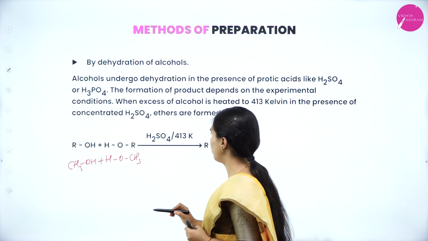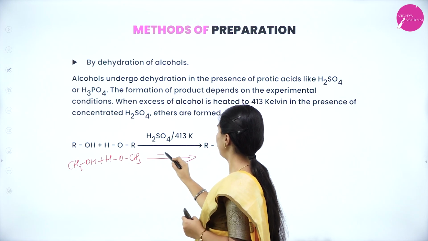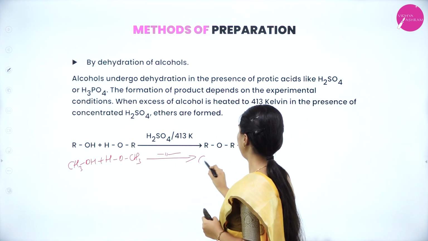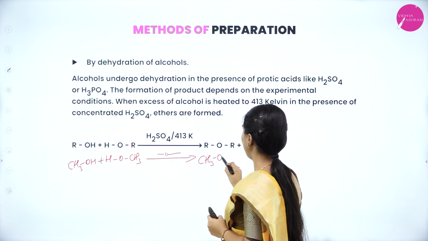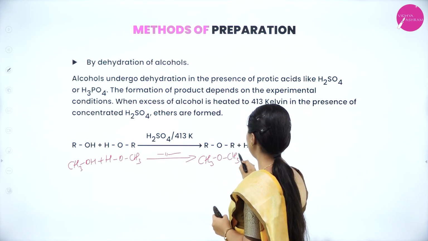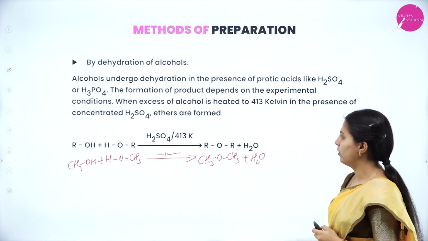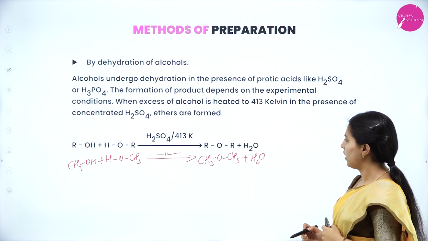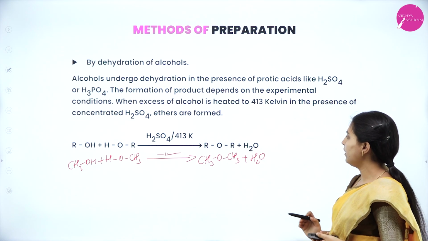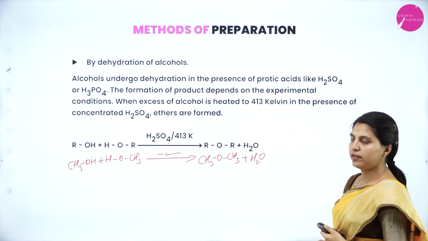This is also the same alcohol. In the presence of H2SO4, it will form CH3OCH3 plus H2O. Okay, this is one example, methoxymethane, formed from alcohols.